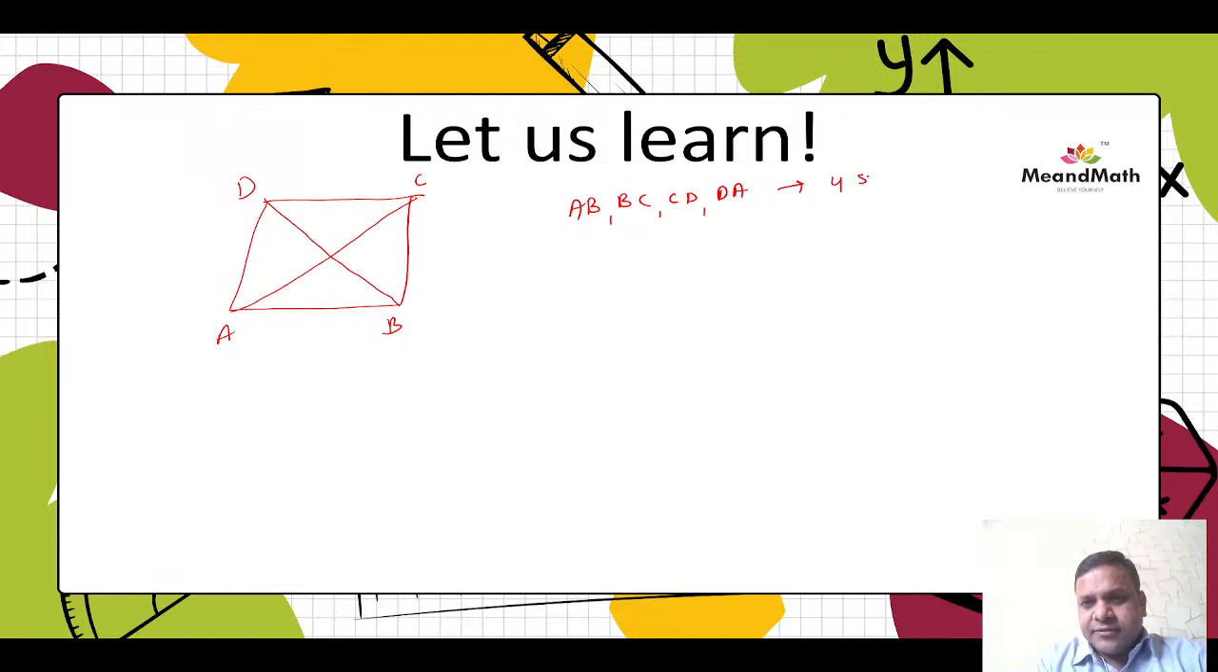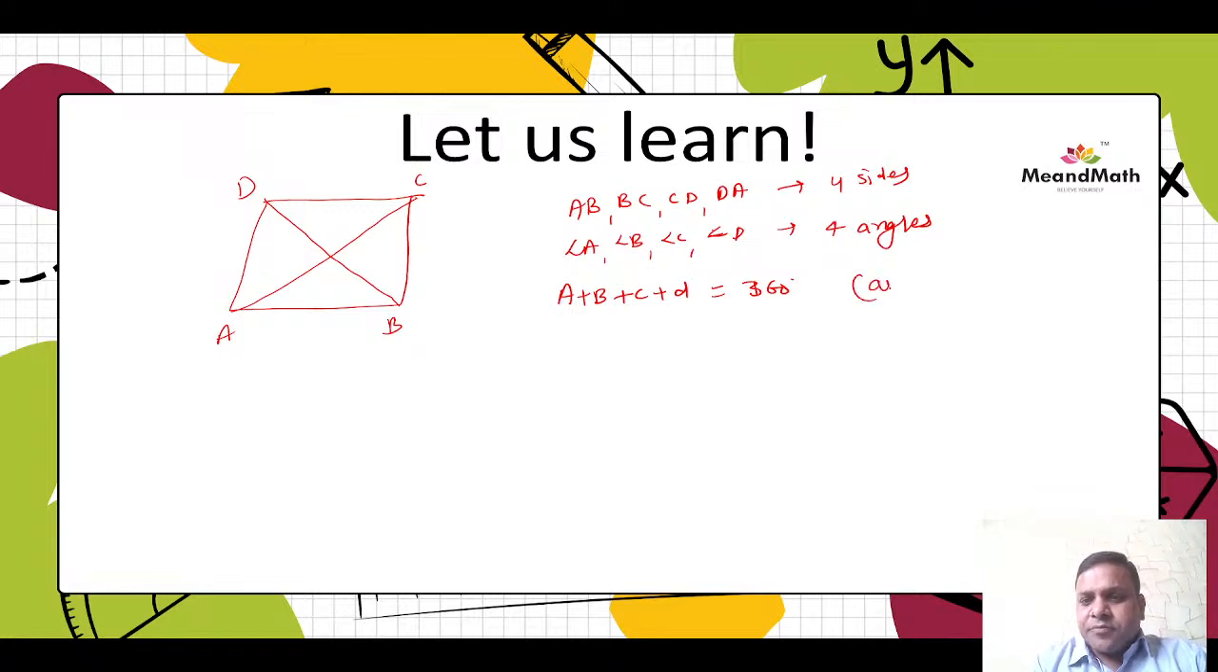AB, BC, CD, and DA are the 4 sides. Angle A, angle B, angle C, and angle D are the 4 angles. A plus B plus C plus D is equal to 360. This is the angle sum property.